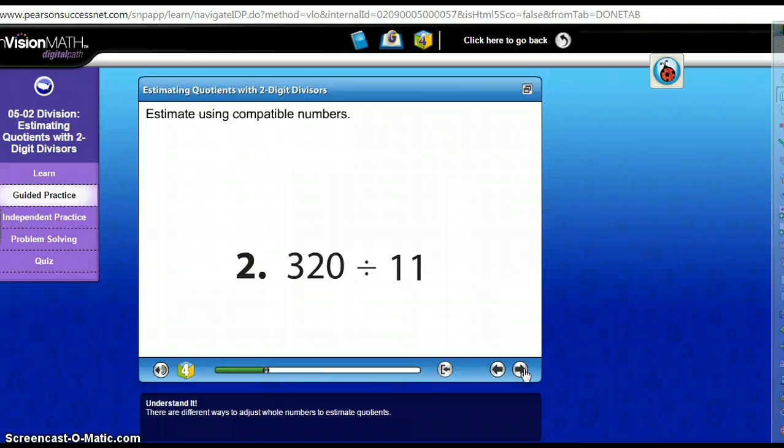No, 70 times 40. 7 times 4 is 28. Then you would have 2 zeros because 70 has a 0 and 40 has a 0. All right, try working this one out.